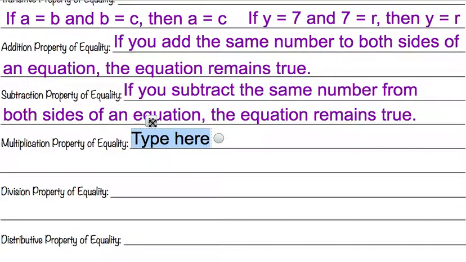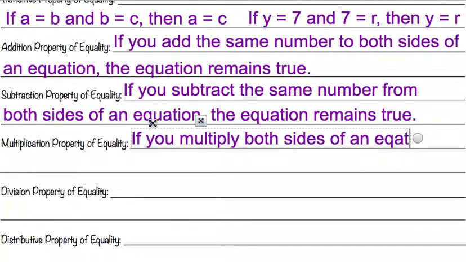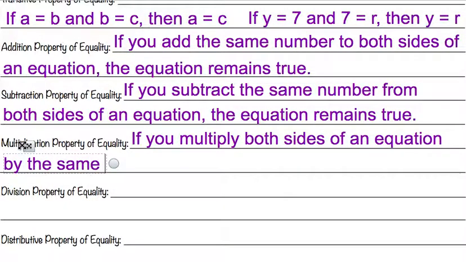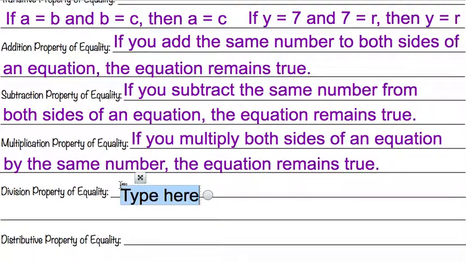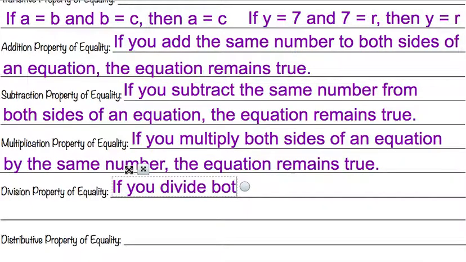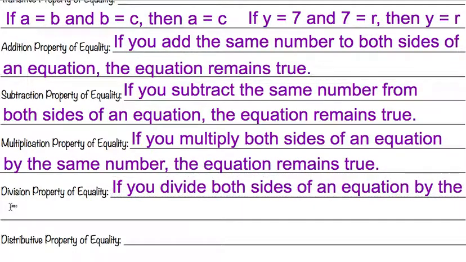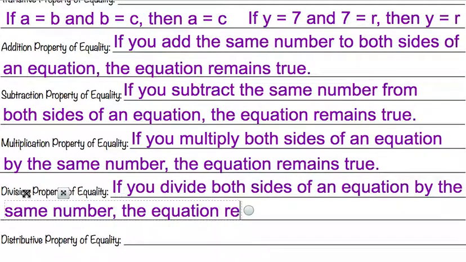The multiplication property is very similar. If you multiply both sides of an equation by the same number, the equation remains true. And the same thing is true of the division property, except you're dividing this time. If you divide both sides of an equation by the same number, the equation remains true. Okay.